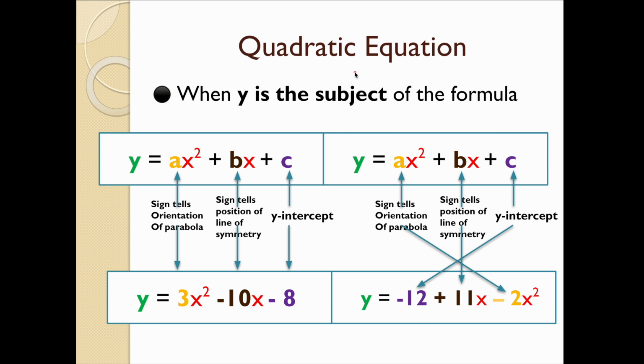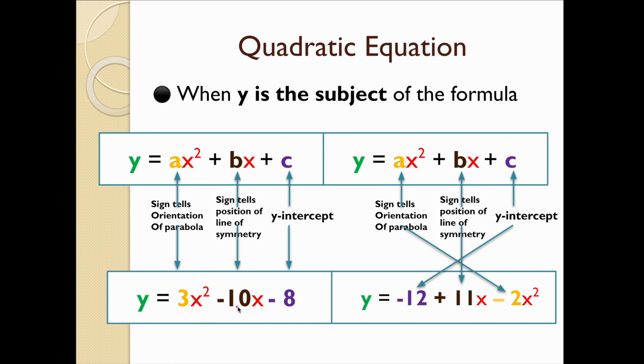In this situation, what we're saying is when y is the subject of the formula, this applies. So y is equal to ax squared plus bx plus c. The coefficient of x squared, which is a, is what we are looking at here. So in this case, what's the coefficient of x squared? 3. Lovely. Excellent.